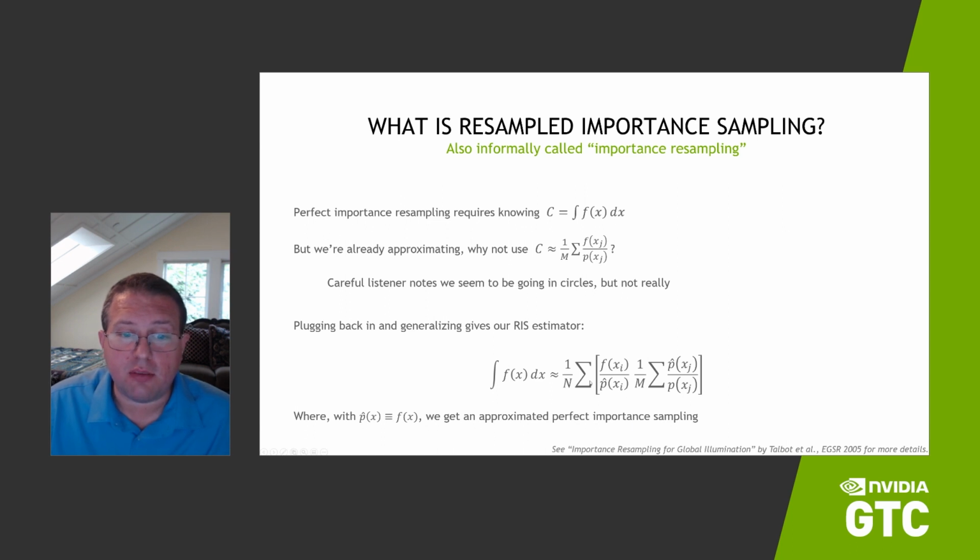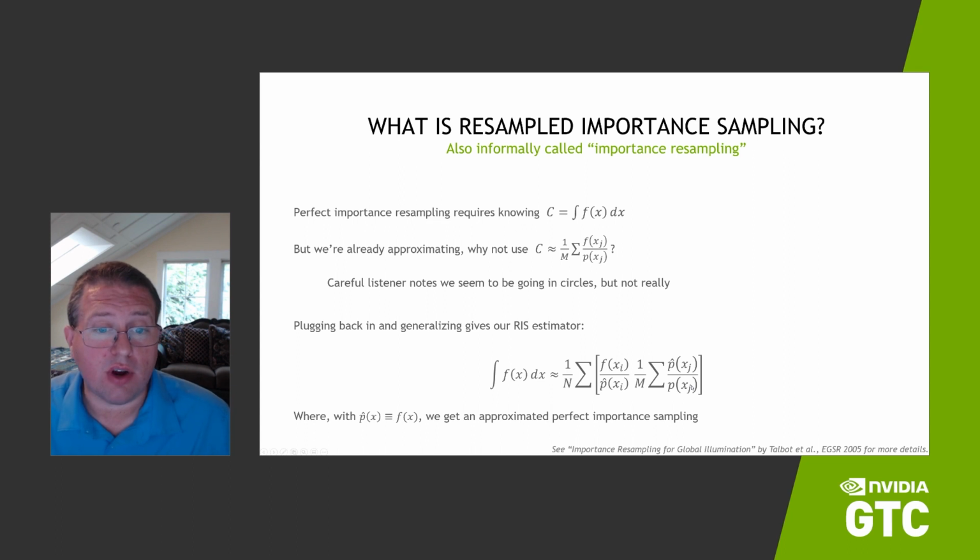And this is interesting because it's introduced a new function p hat here that we can control, right? There's still f, the rendering equation. There's still p, our sampling probability for how we pick samples. But there's now this new p hat that gives us some control over this behavior, and it's actually arbitrary, or nearly arbitrary. And with p hat equal f, we get this approximated perfect importance sampling, but we can choose other values here as well.